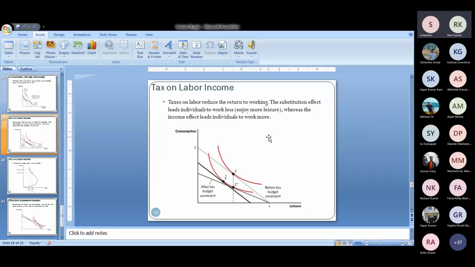So if I would have taken only the income effect of a tax, which tells me to work more, there will be a movement from E to E hat. Because E to E hat, you can see leisure is less. On the contrary, when I bring in the substitution effect as well, then there is a movement from E hat to E star, which tells me to work less and have more leisure. That's why a movement from E hat to E star.